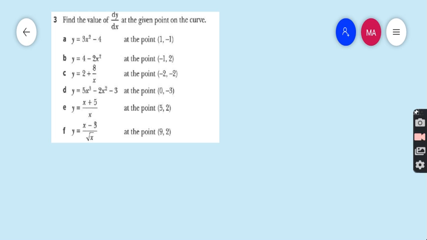Find the value of dy/dx at the given point on the curve. So same question, but a little bit of change. Almost the same question. What is the change? I will tell you after solving.